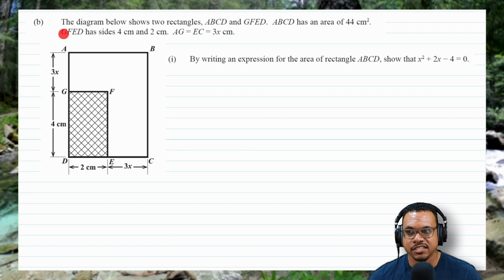Now we're saying that rectangle GFED has sides 4 centimeters and 2 centimeters. So that's the length of the smaller rectangle here is 4 and the width is 2. And here they're saying that AG is equal to EC, which is 3x.